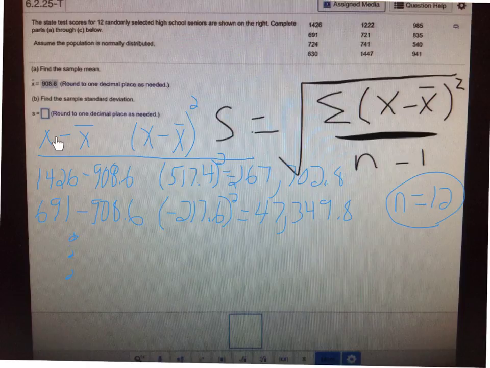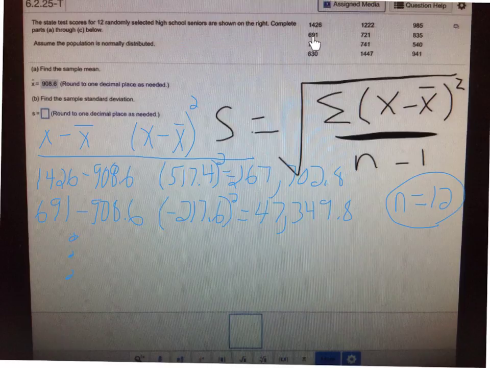Typically, if you watch the video, they'll break it up into a step-by-step procedure, and realize n is 12 here. Your question was, what's x? Well, x is each one of these 12 pieces of data here. So the first thing you want to do is take each piece of data minus the mean. The mean is 908.6. It's going to stay the same all 12 times.